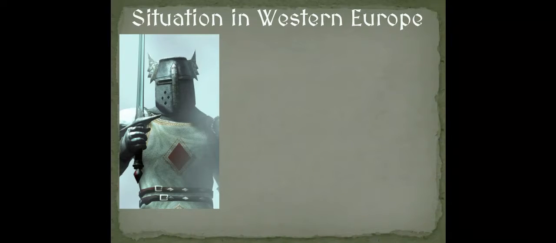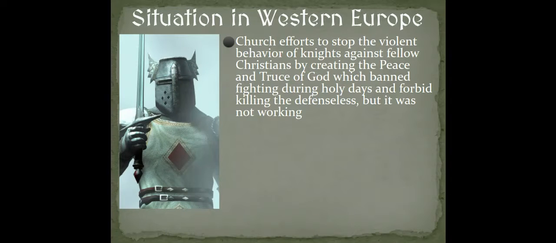Meanwhile, the situation in Western Europe is just as turbulent. Remember, when Rome falls, Europe is controlled in large part by these warring chieftains. As time goes on, they get the shiny armor. They start to call themselves knights instead of just warlords. But they're still very violent.